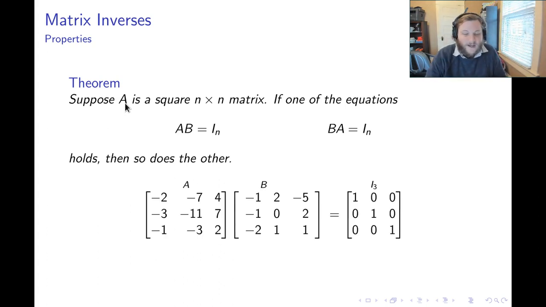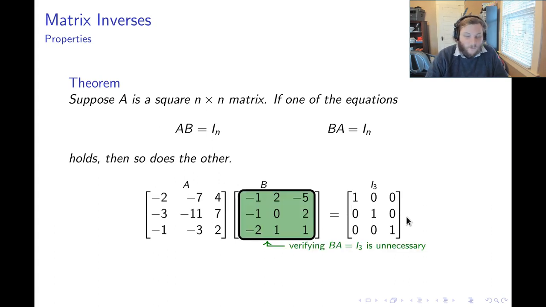So here we have an example. Here we're taking a matrix A, and someone gave me this matrix B, and I multiplied A by B on the right here, and I produced the 3 by 3 identity matrix. Right away, what I know is that I don't need to multiply A on the left by B to check that I get the identity, because my theorem tells me that if A times B is the identity, so is B times A. Consequently, I immediately know that B is the inverse of A. So this is nice. I only have to check one equation to check that this candidate matrix is actually the inverse of A.